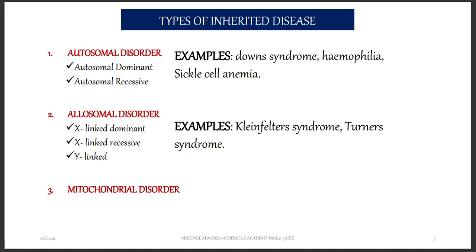You also have allosomal disorders. These are linked to the sex chromosomes. They can be X-linked dominant or X-linked recessive. With Y-linked, we don't talk about dominant or recessive, because if it is Y-linked, immediately you have it, since we only have one Y chromosome. Examples of disorders which affect the sex chromosomes include Klinefelter syndrome and Turner syndrome. You also have mitochondrial disorders, which affect the mitochondria.